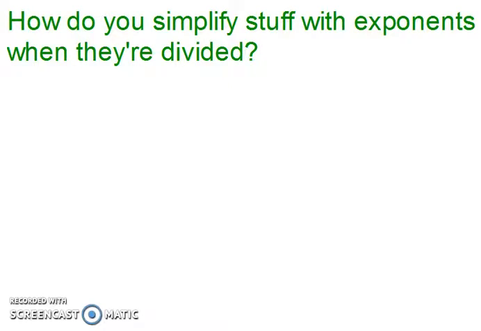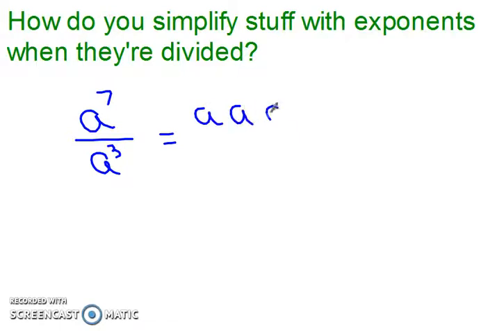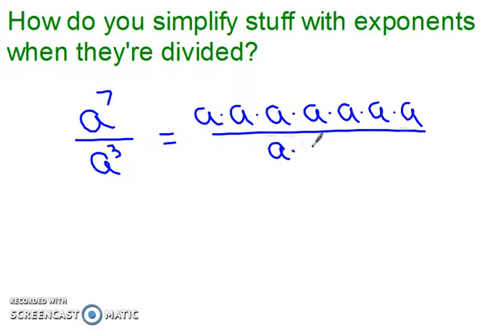Okay, so how do you simplify stuff with exponents when they're being divided instead of multiplied? Well, if I give you one that looks like a to the 7th over a to the 3rd, the simple way to think of that is this is 7 a's lined up, multiplied first, and this is 3 of them. So 7 of them up top, 3 of them down below.